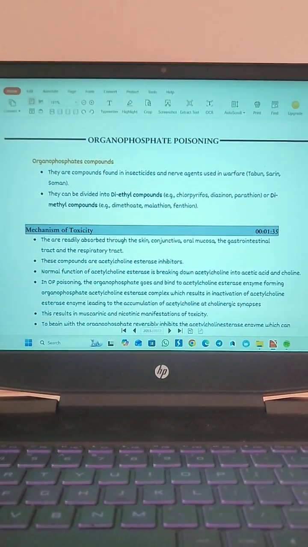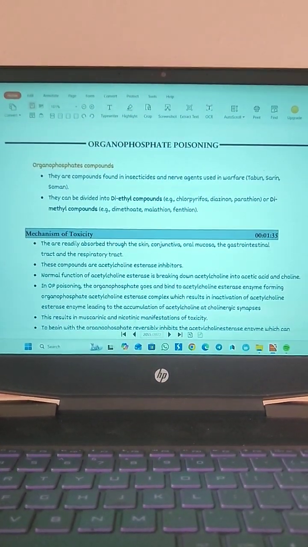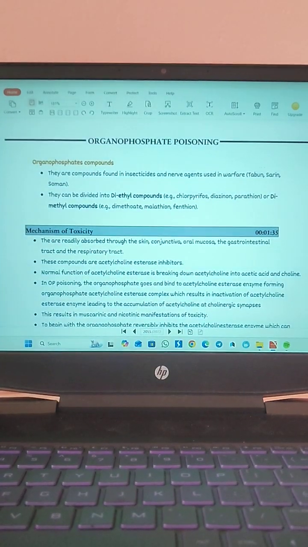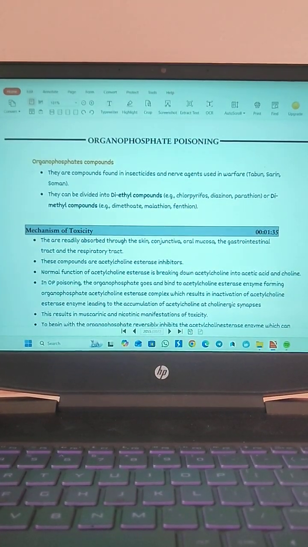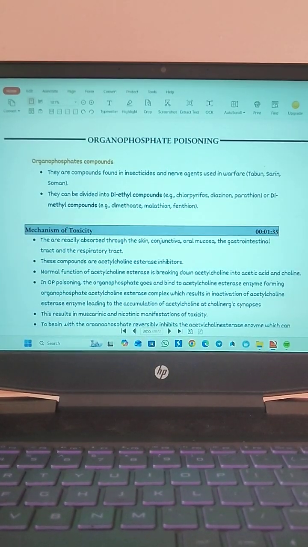So next is about organophosphate poisoning. So what are the organophosphate compounds? These are the compounds which are found in insecticides and also in the nerve agents which are used in warfare, like tabun, sarin and soman. In these compounds, the organophosphate compounds are present.